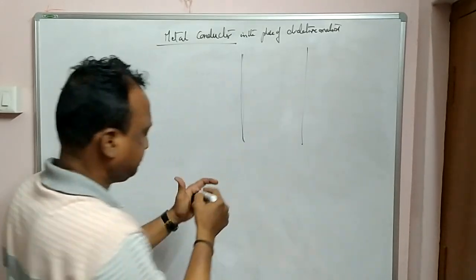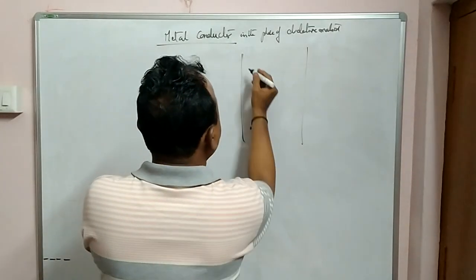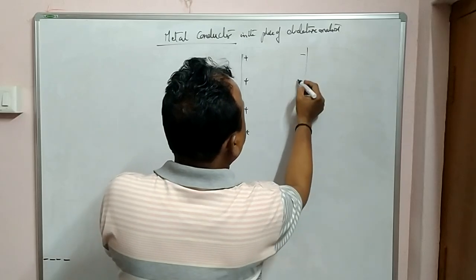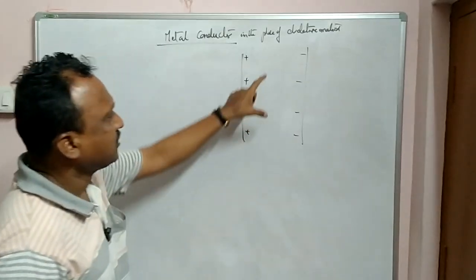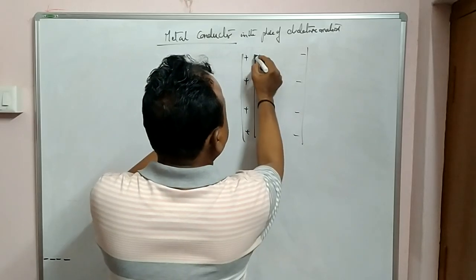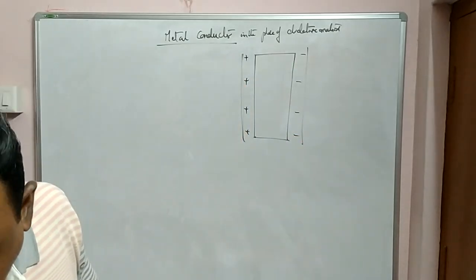As usual, you can observe the figure here. Charge positive to negative. So in between I am using a metal conductor. Metal conductor here I am using.